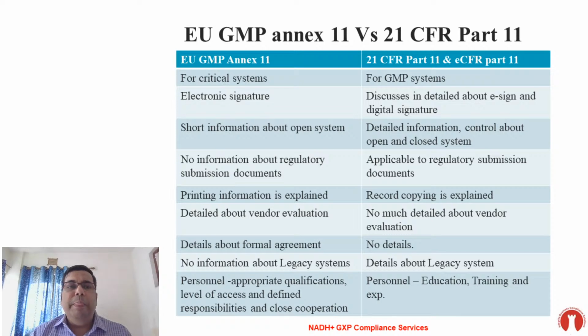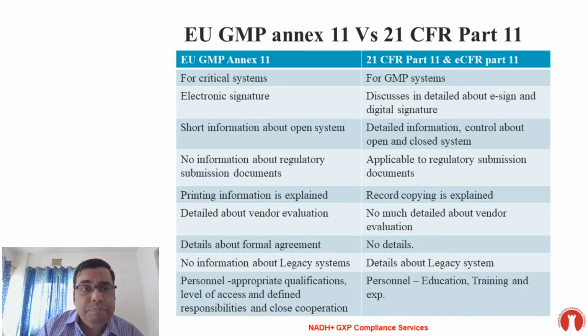So now I am just going to discuss the difference between EU GMP and 21 CFR Part 11. EU GMP specifically discusses critical systems. Actually, I want to tell you that EU GMP uses the word critical, but the interpretation of that is the criticality of the system. So we should not use only critical, major, minor. I would use the words criticality of the system. At what extent is the criticality, because on that basis the depth of the validation exercise will be decided.